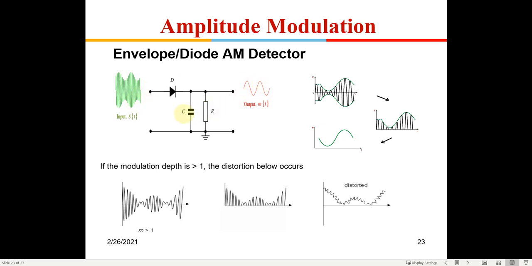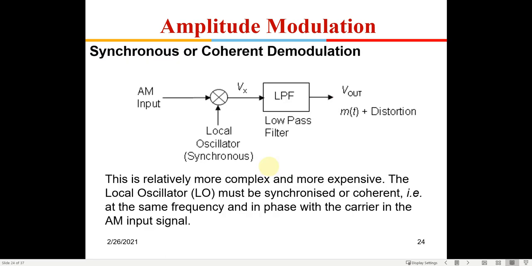So it should be low enough to follow the modulating signal, and it should be high enough so that it is not following the carrier signal. So you have to choose the value of RC properly, so it is able to pass only the low frequencies up to omega m, and not pass the carrier frequencies, which is much higher than omega m. So you have to choose the value of RC accordingly, right?